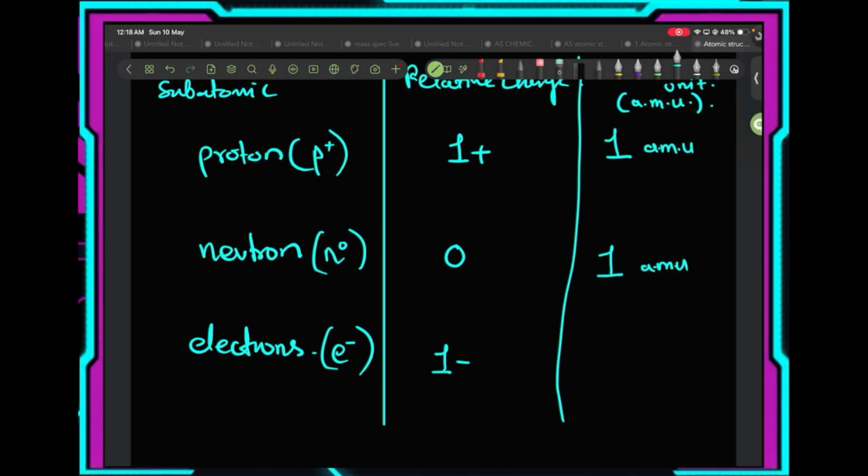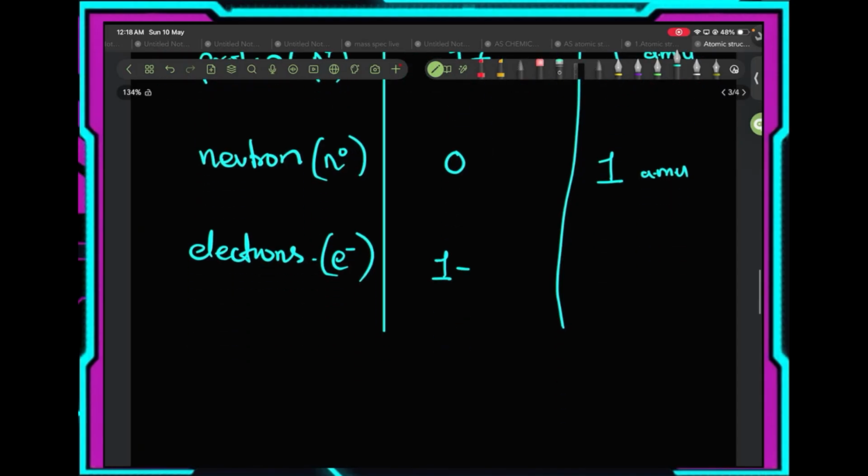But an electron has negligible mass. The value for the mass of an electron, you could write it as 1 over 1836. That means if you divide the value of 1 by 1836, let me just solve it for you. 1 divided by 1836 is about 5.4 times 10 to the power minus 4.